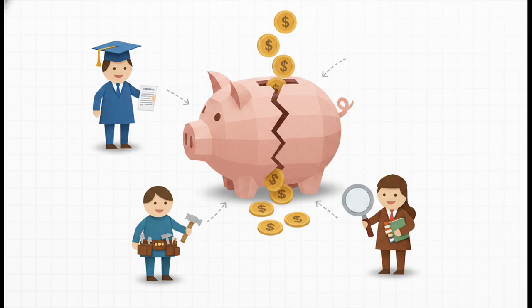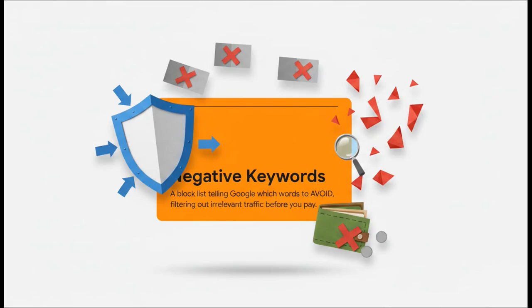They are not, and they never will be, your customers. So, what's the solution? It's your single most powerful tool for controlling who sees your ads: negative keywords. The best way to think of it is like a do not show list for Google. You're literally telling the system, hey, if a person's search includes any of these specific words, do not show them my ad. It is how you filter out all that junk traffic before it costs you money.